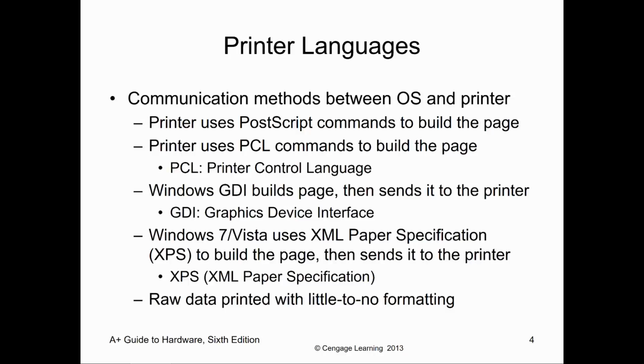Windows GDI builds pages, then sends it to the printer. That's the graphical device interface. With Windows 7 and above, it uses an XML printer specification called XPS to build the page. Or you have the raw data printed with little to no formatting on a page. So depending on how the printer is set up and the print driver, you may end up with different languages printing to a page. And again, that's going to be the language that's used to build the material on a page.